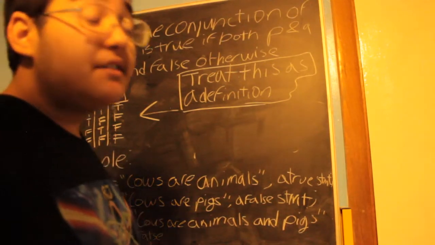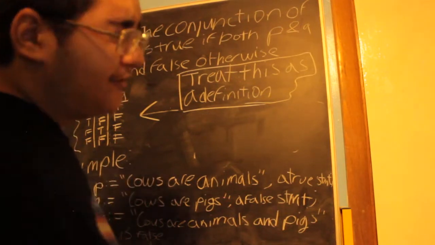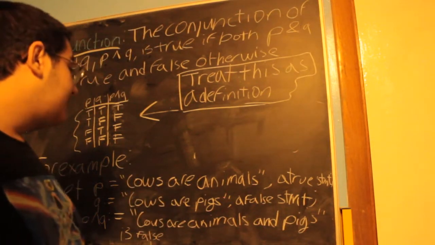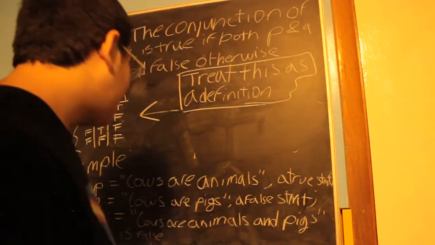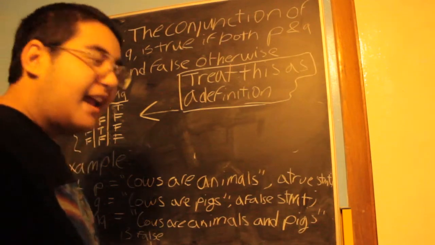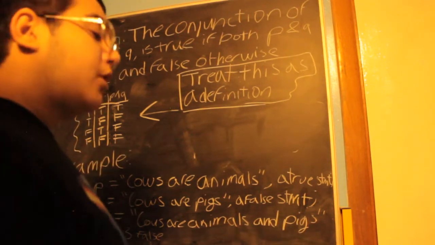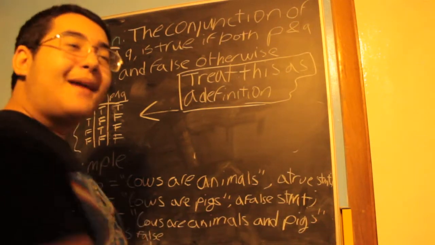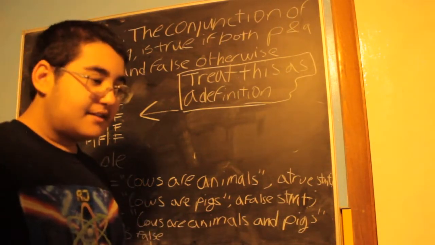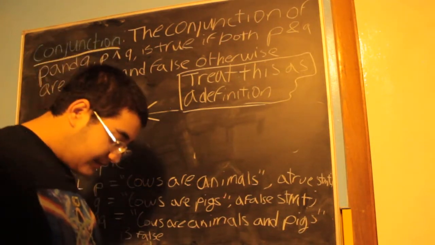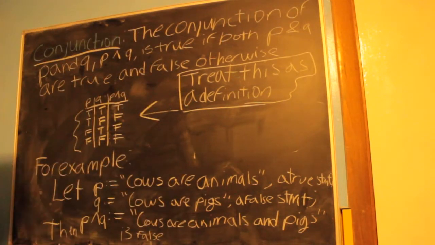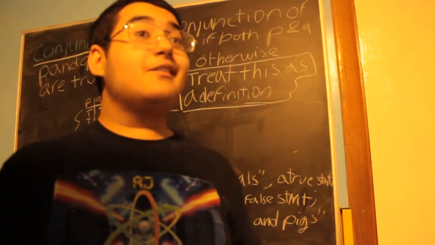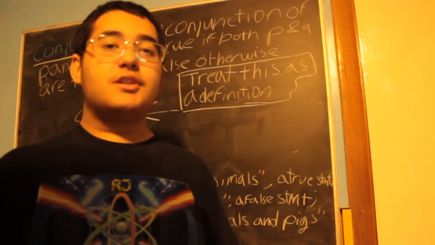Basically, if A and B is true, A and B is true. But if we see cows are animals, but cows are pigs, that's the same as saying cows are animals and pigs. It's only a word difference. But just means we're not expecting it. It's a slight semantic difference in the English language that makes no difference in logic. And that's why we don't give it a difference. So yeah, that is and. And we're gonna move on to disjunction.